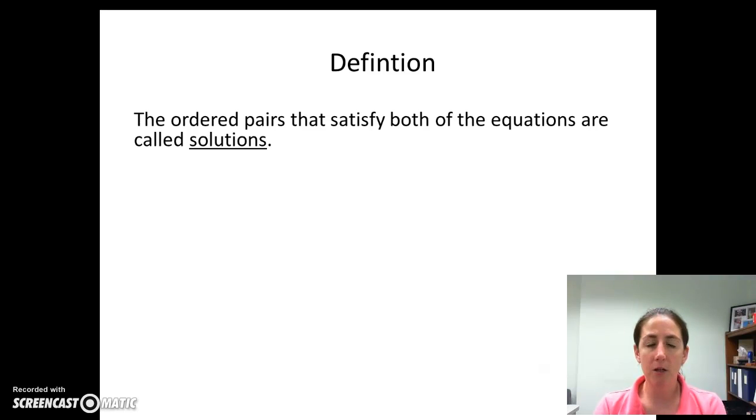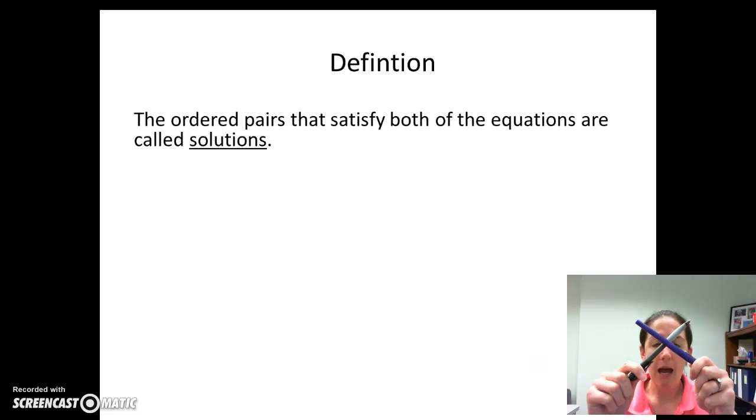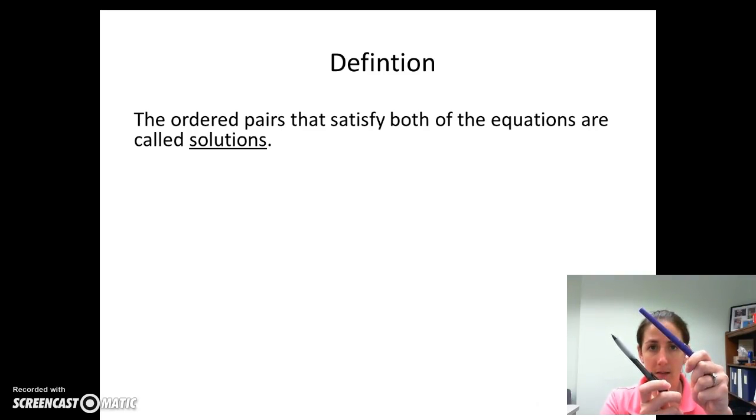The ordered pairs, or there could be one or multiple pairs, that satisfy both equations are called solutions. Now, if we have these two lines right here, remember we said one of three things is going to happen. If they intersect, how many points do they have in common? Just the one. If they're parallel and they never intersect, how many points do they have in common? None. And if they coincide, which means they graph the same line, how many points do they have in common?